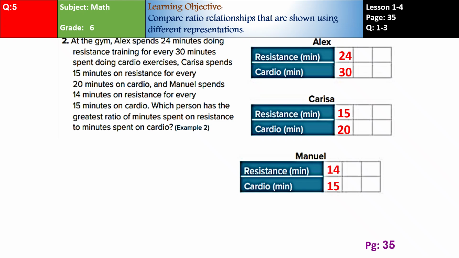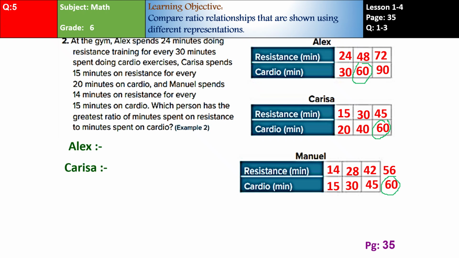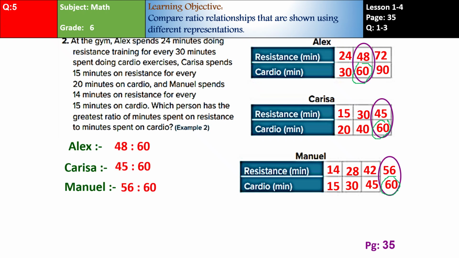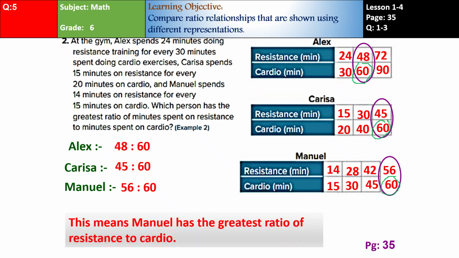Now we will continue the table by writing the multiples until we get one of them the same. So if we look here, now we have the same cardio, that is 60 and 60. So it is 48 to 60, 45 to 60 and 56 to 60. So this means Manuel has the greatest ratio of resistance to cardio.